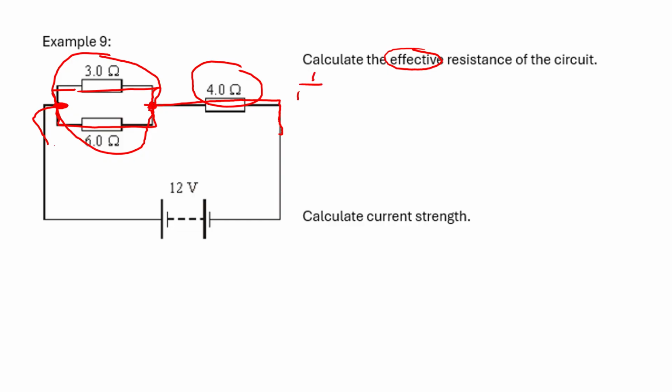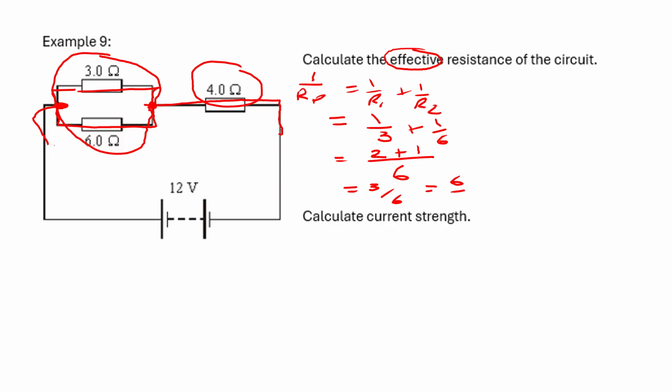So 1 over r parallel is going to be 1 over r1 plus 1 over r2. Please don't skip putting in your equations and substitutions because that's where you get the marks. So this is 1 over 3 and this one is 1 over 6. The common denominator between 3s and 6s is 6. 3 goes into 6 twice, 6 goes into 6 once. So this is 3 over 6, which becomes 6 over 3, which becomes 2 ohms. So we know that that is 2 ohms.